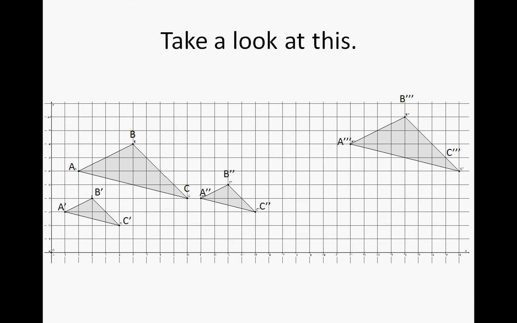All right, so let's take a look at this. This is not in your packet, so if you want to print this out and paste it into your journal, or you can sketch it on graph paper. We have the original figure ABC, A prime B prime C prime, A double prime B double prime C double prime, and then A triple prime B triple prime C triple prime. So you're going to have to probably sketch this out before we continue so you can refer back to it.